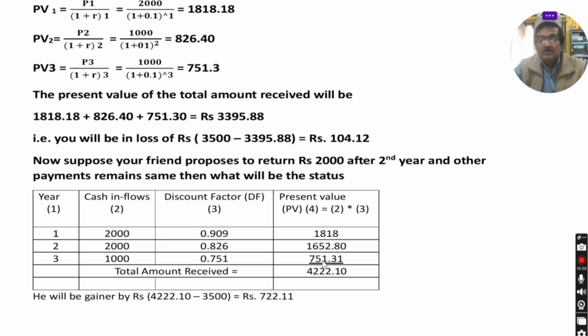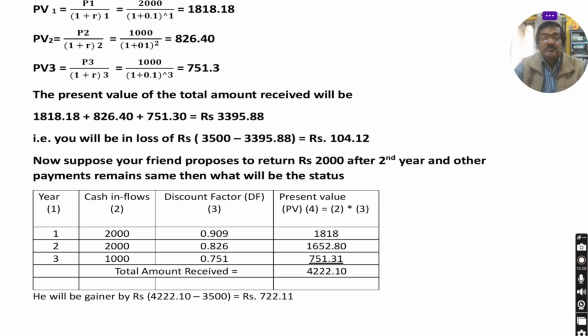That means the present value is 751.31. If you invest in a bank at the rate of 10%, after 3 years you will get rupees 1000. That means receiving 1000 after 3 years is equivalent to the present amount of this. And if you add all this, you will get the total amount you will receive at present value, which is 4222.1, which is more than your investment. That means what you have given to your friend, this is your surplus. That's why you can go ahead with the proposal.